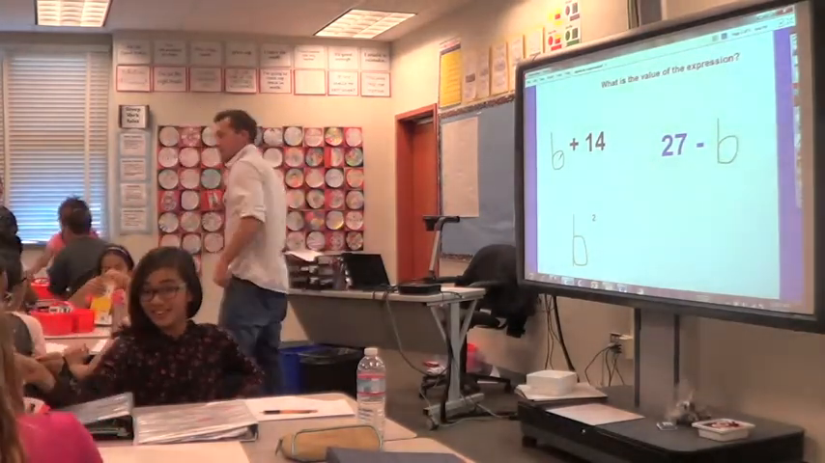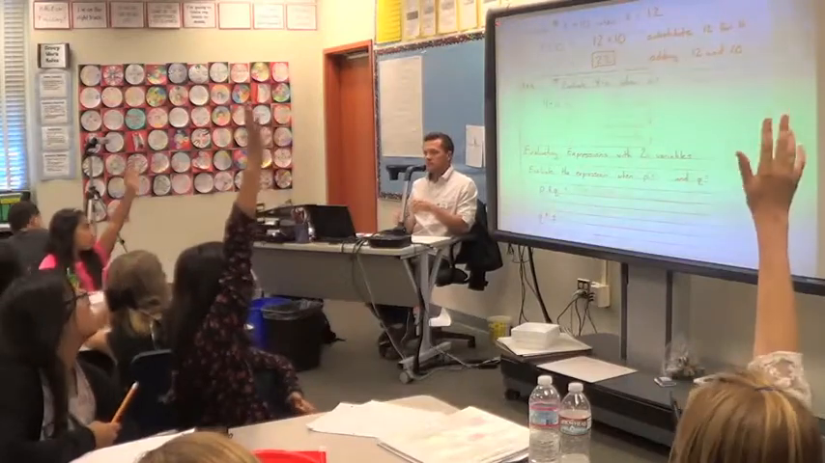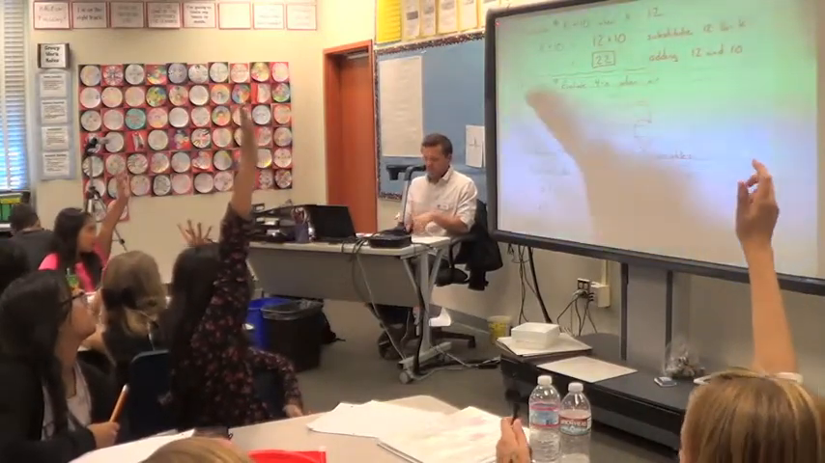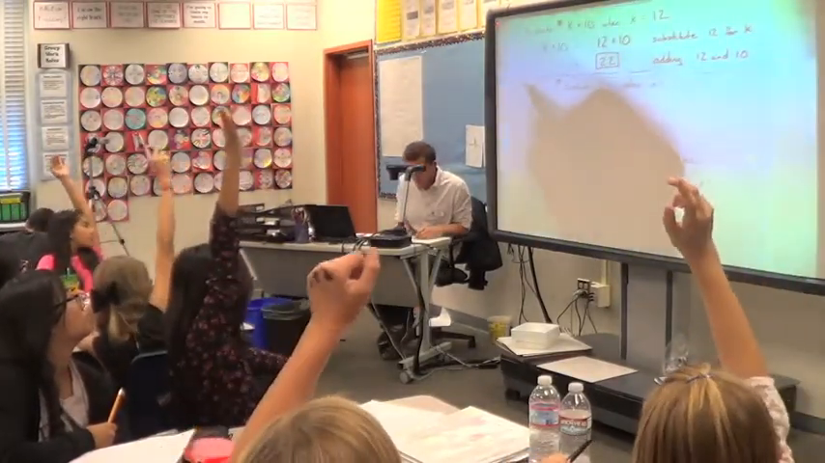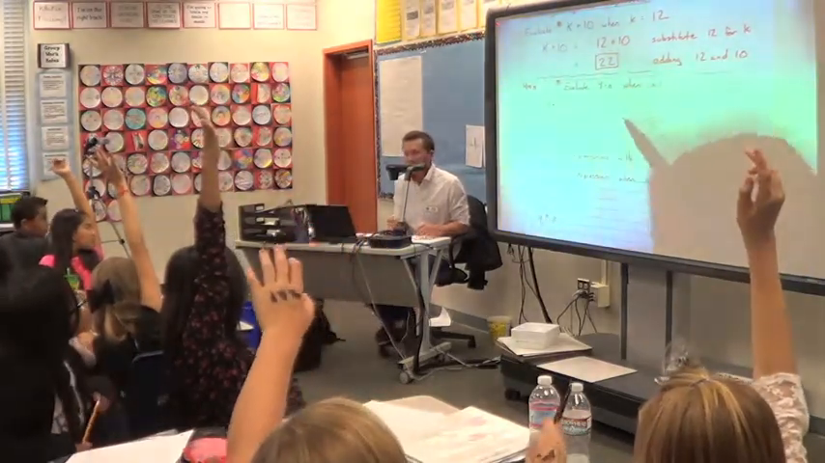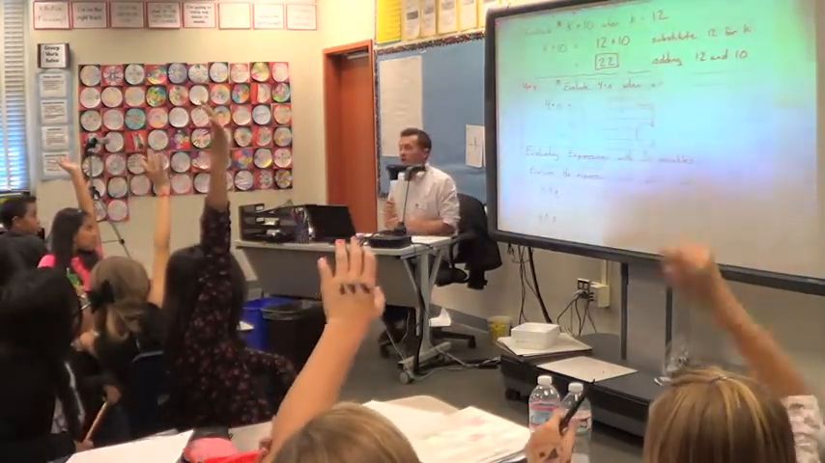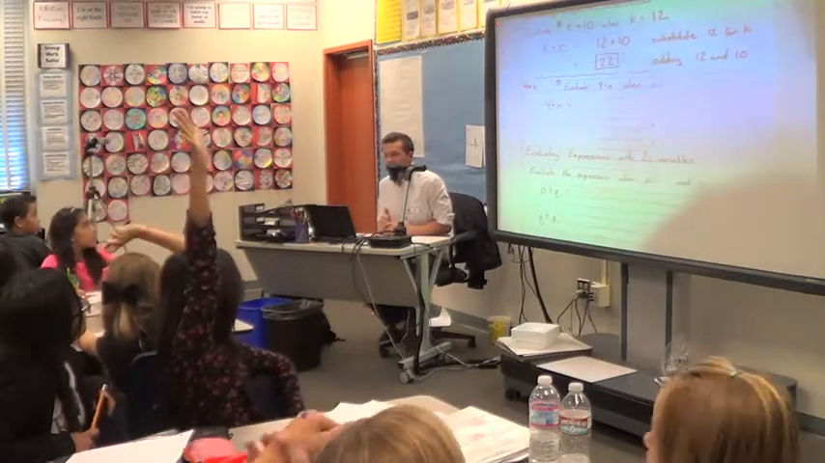Which one do you think is better to use: 4 times n using this symbol for multiplication, or 4 times n using this symbol for multiplication? You have 15 seconds. State your opinion with your neighbor.